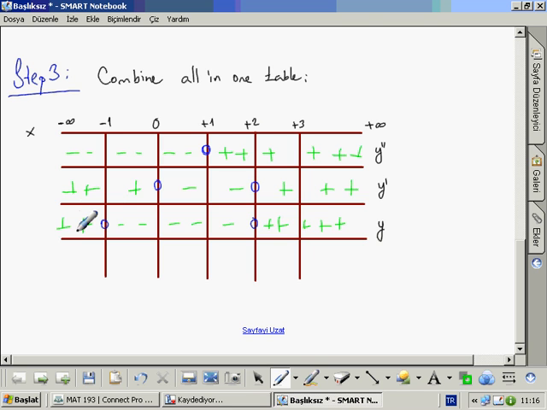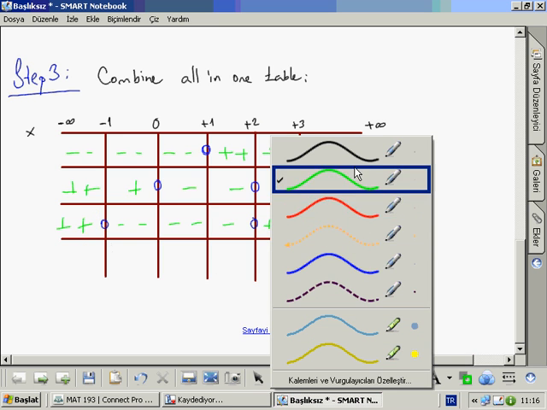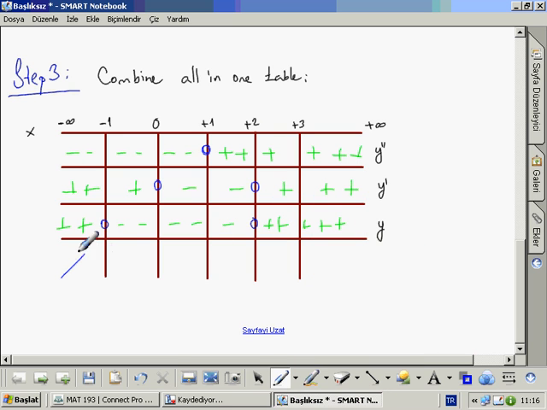To understand the local maxima and the local minimum values, we must look at the y prime. As you see, increasing, because these are plus, increasing, increasing, and then decreasing, and increasing, increasing again. So 0 is the local maximum, and 2 is the local minimum.